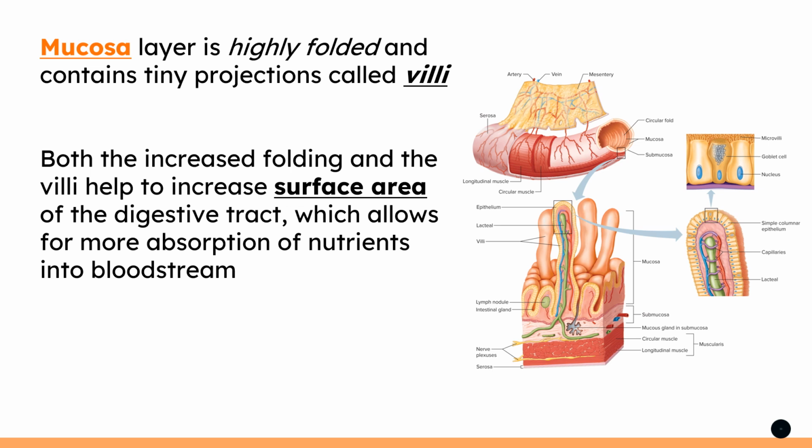So let's talk a little bit more about the mucosa because this is going to be where a lot of the action happens. This layer is going to be highly folded and it's going to contain tiny little projections called villi. These are going to be finger-like projections that are incredibly vascularized. So the increased folding and the villi both help to increase surface area of the digestive tract. This is going to allow for more absorption of nutrients into the bloodstream.